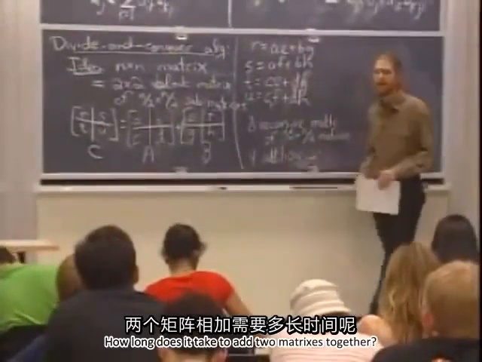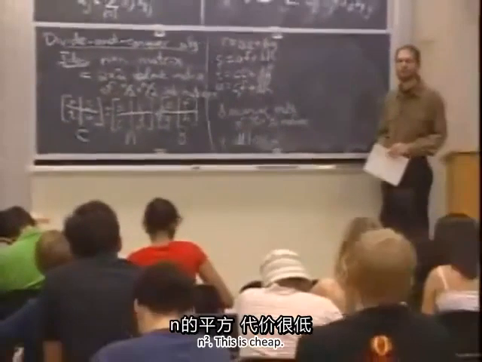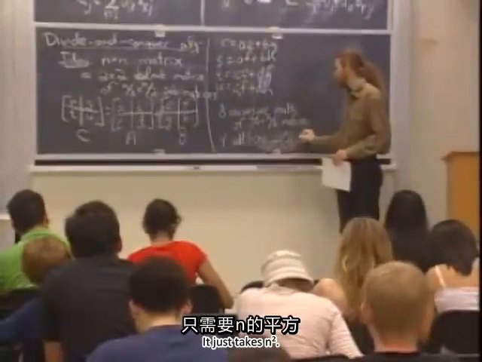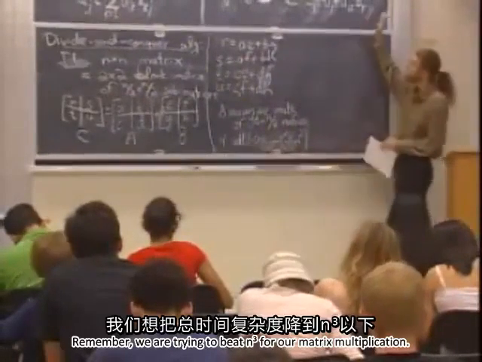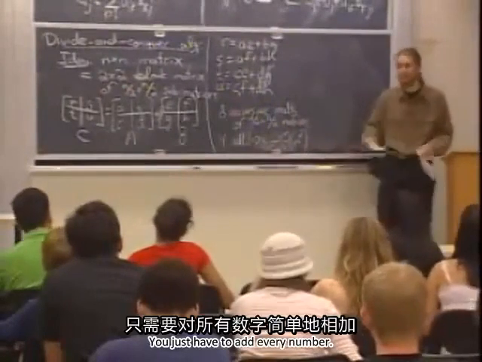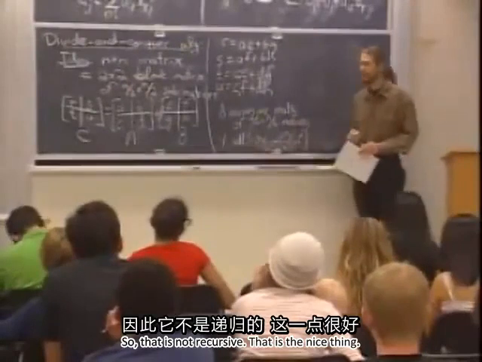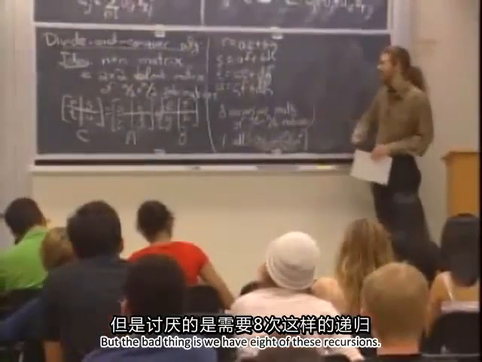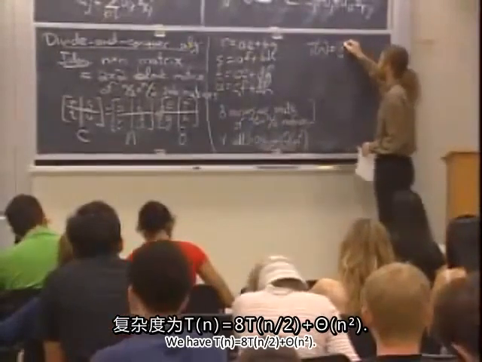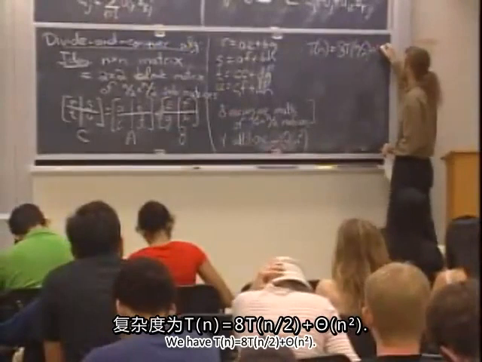Okay, how long does it take to add 2 matrices together? n squared. So this is cheap. Remember, we're trying to beat n cubed for our matrix multiplication. Addition is a really easy problem. You just have to add every number. There's no way you can do better than n squared. So that's not recursive. That's the nice thing. But the bad thing is we have 8 of these recursions. So we have T of n is 8 times T of n over 2 plus theta n squared.